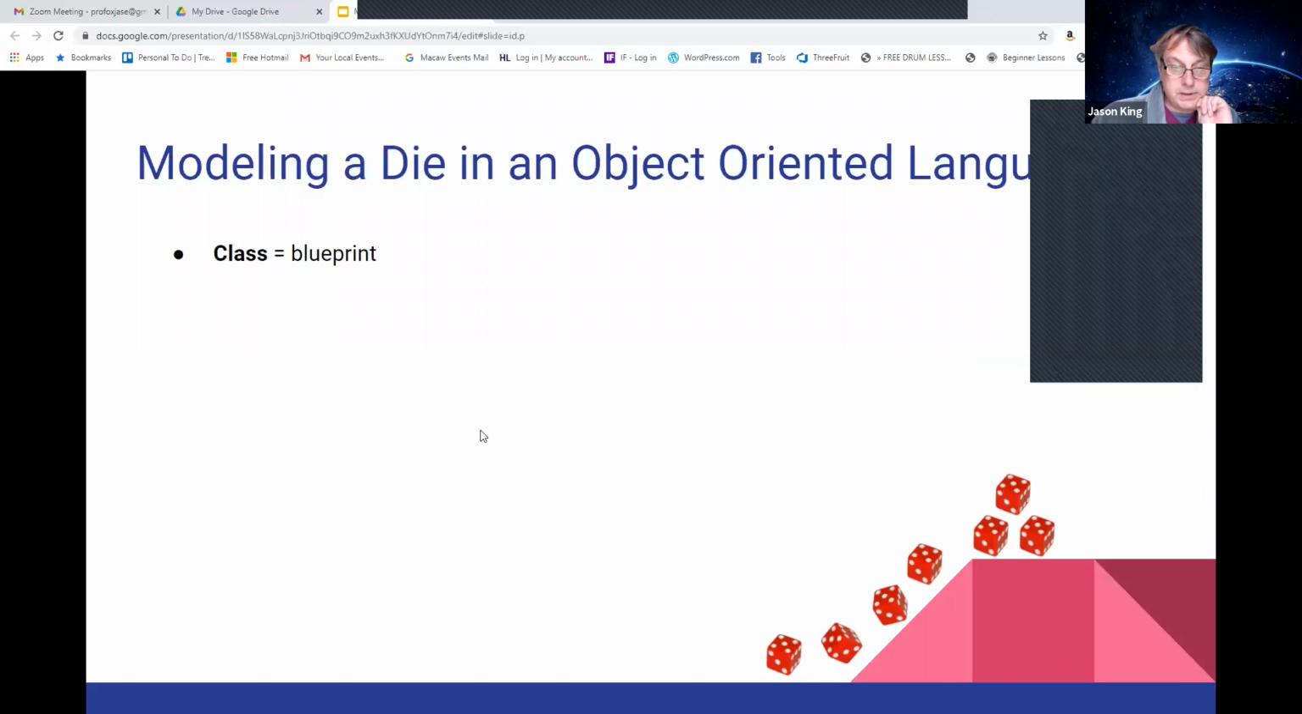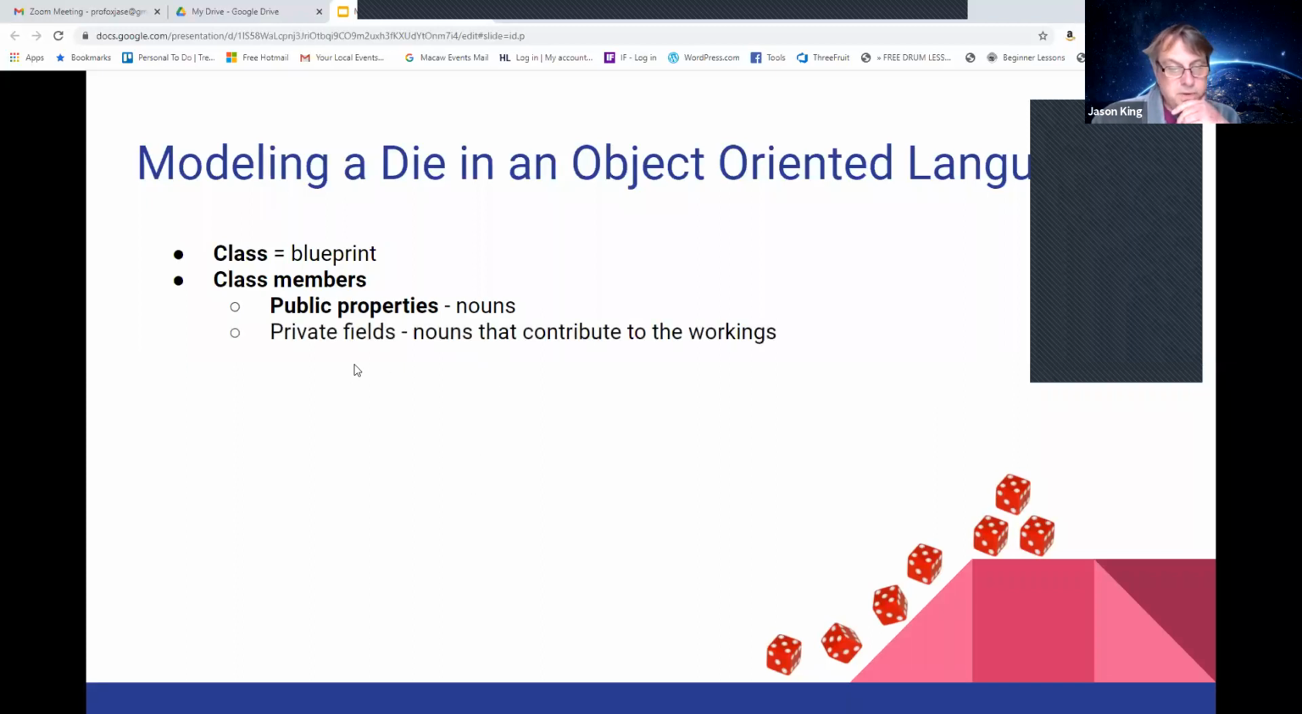We know that a class is equivalent to a blueprint. I think I may have needed to edit out some of these slides. I beg your pardon. We're going through it again, just displayed differently. Public properties, nouns; private fields are nouns that contribute to the workings of the thing.